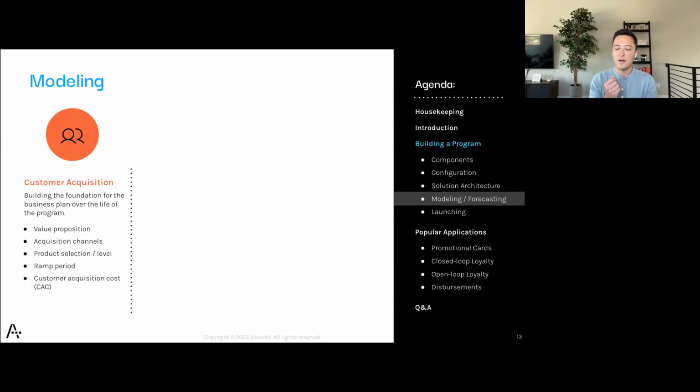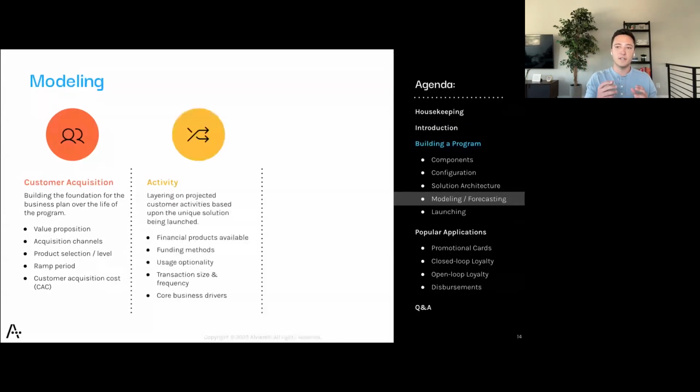Are we going to acquire them through digital channels like email or text that Meredith touched on? Are we a retail business that is going to get people through in-person interactions? And then what product selection are those customers going to take? Are there different benefits for different tiers of cardholders or different services that they can interact with, whether it be within the card program or the brand itself, to get a differentiated experience?